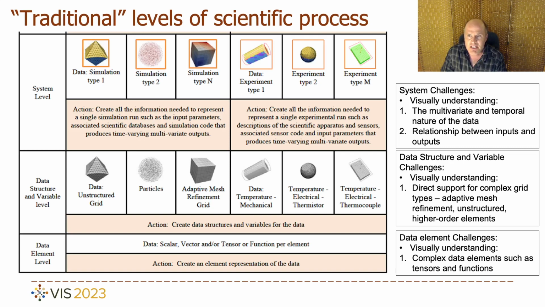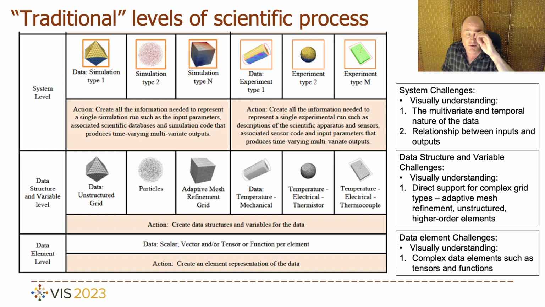Moving up a level, we get to the notion of a grid, that there's a connection between these data elements. Just following the chart here, the first three columns after the labels on the left represent different simulation types. And then you can also imagine different experimental types as well. That's the next three columns. Our goal at the grid level is to visually understand complex grid types such as adaptive meshes, unstructured grids, and high order elements.